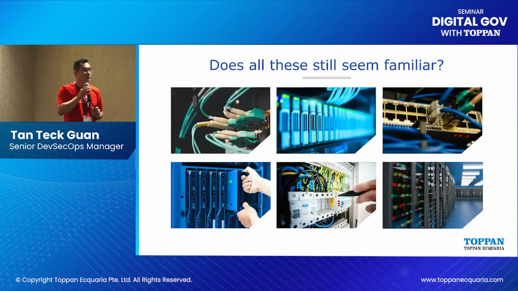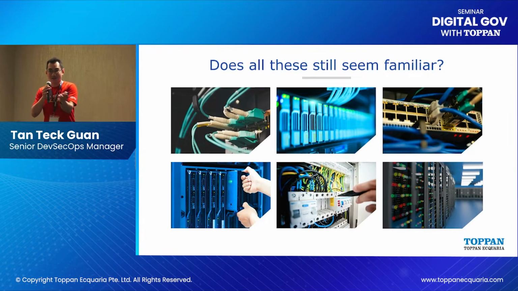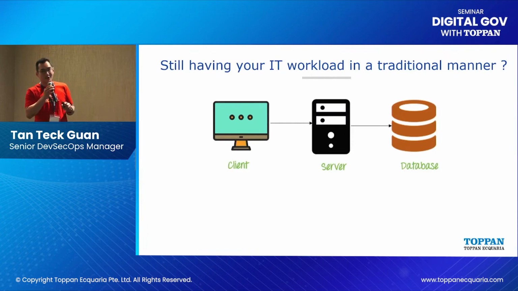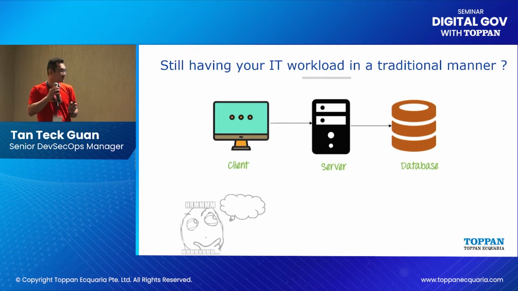So maybe I take a poll here. Do any of you still have your own system housed in a GDC, where you buy your own server, you still have your own rack, your own SAN storage? Show of hands here, or have you all moved to cloud already? Or are you still having your system in a so-called traditional manner, a monolithic client, web server, database format? Maybe.